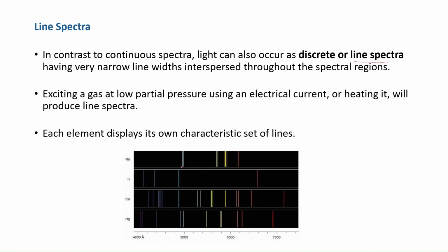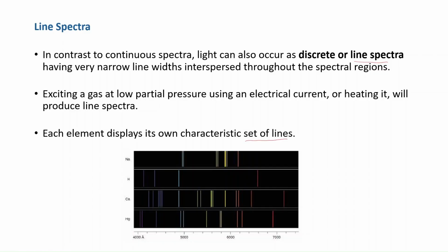Lines that appear at certain wavelengths and they have different colors. And what is very important, each element has its own set of lines. Those lines are like an ID. You have sodium, and you can see the lines when you put sodium. Hydrogen, these are the lines for hydrogen, calcium.